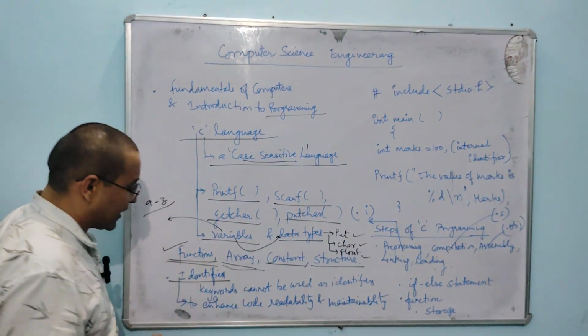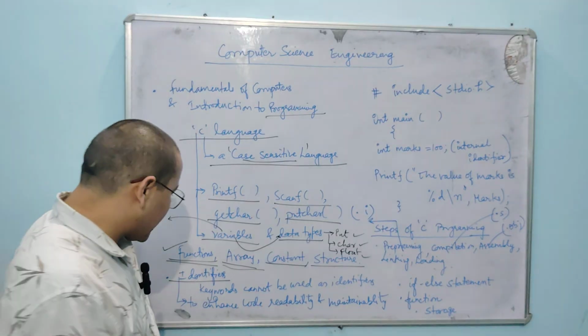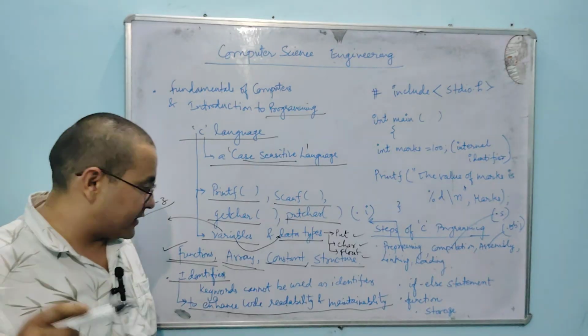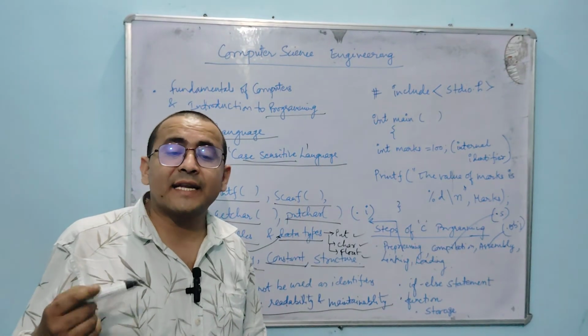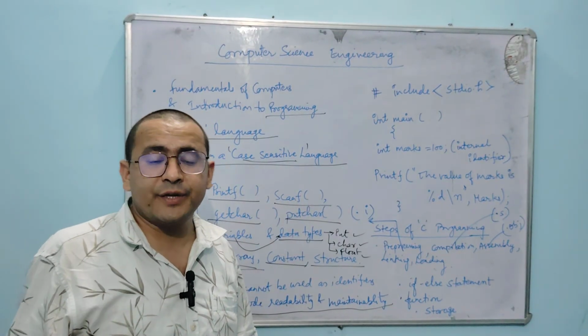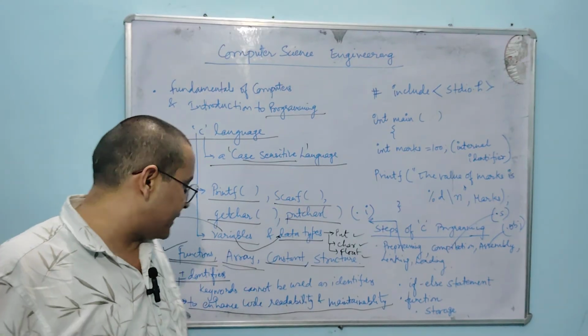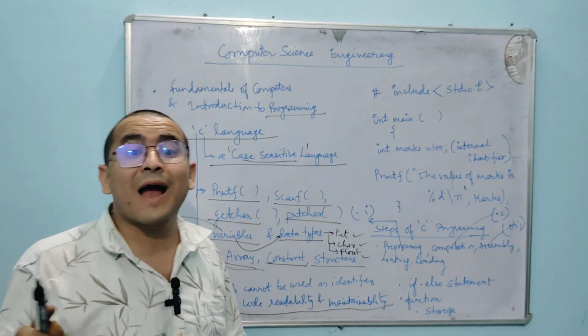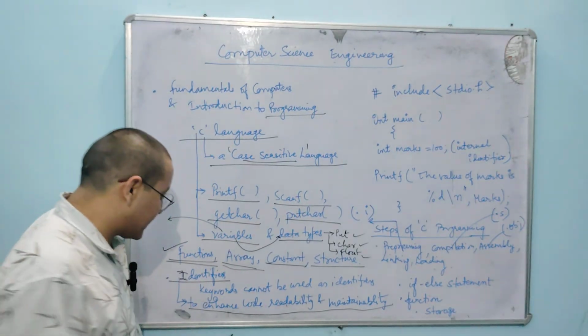Now, identifiers. What are identifiers? Identifiers are generally used to enhance code readability and maintainability. Suppose some code has to be read and maintained, then that is called an identifier. To identify something, that is called an identifier.